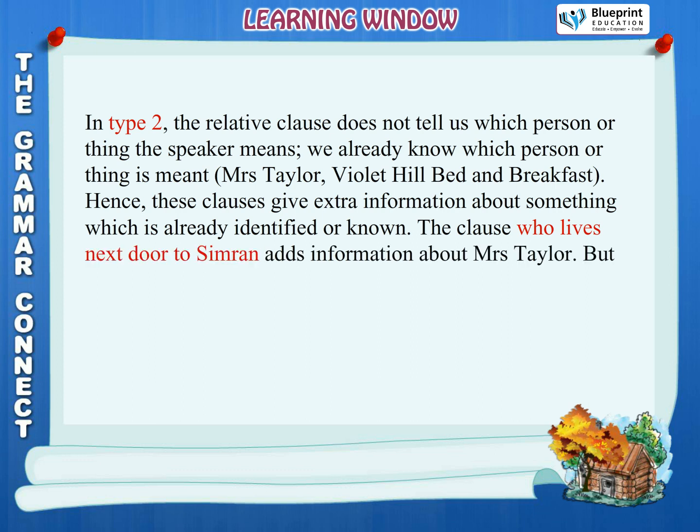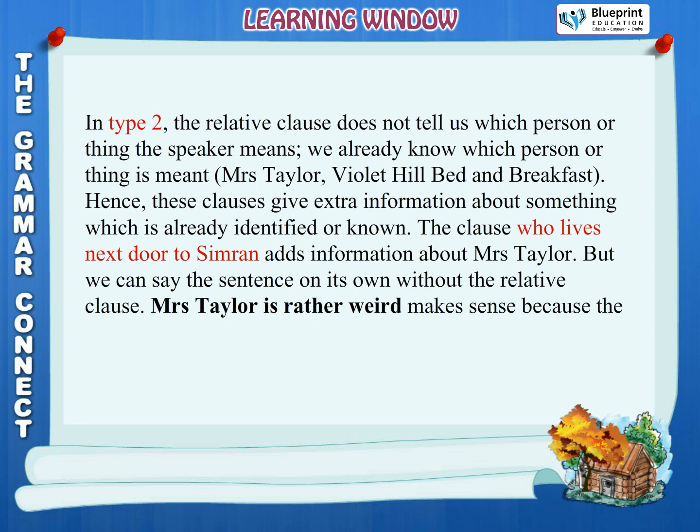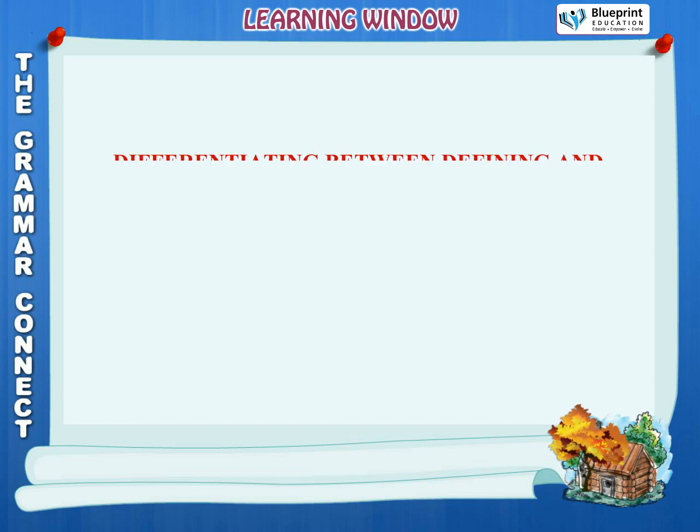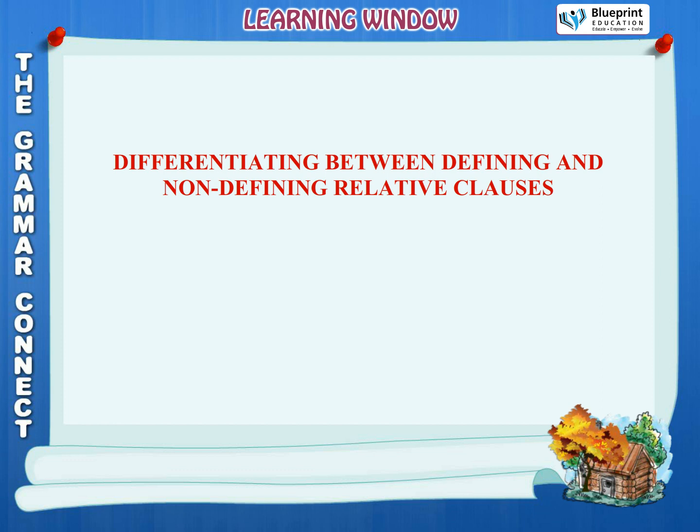The clause who lives next door to Simran adds information about Mrs. Taylor. But we can say the sentence on its own without the relative clause. Mrs. Taylor is rather weird makes sense because the name Mrs. Taylor identifies who we are talking about. This type of relative clause is called a non-defining clause. Differentiating between defining and non-defining relative clauses.